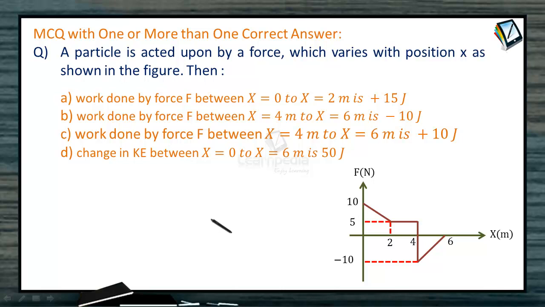MCQ with one or more than one correct answer. A particle is acted upon by a force which varies with position x as shown in the figure. Then work done by the force between 0 to 2 meter is plus 15 joules.